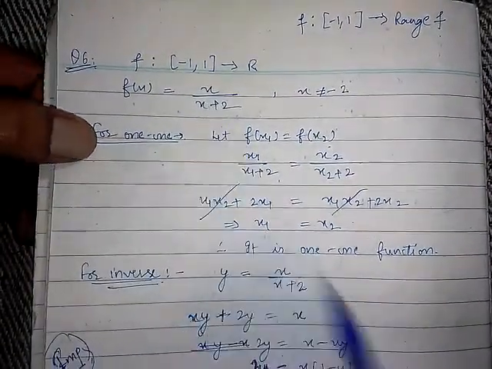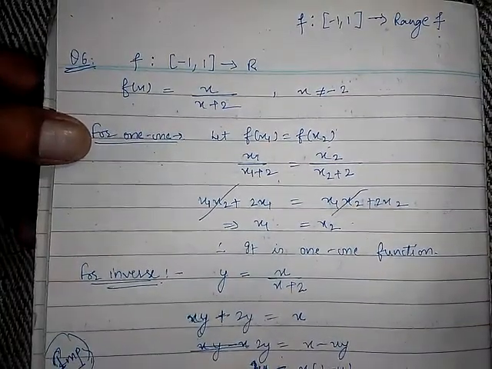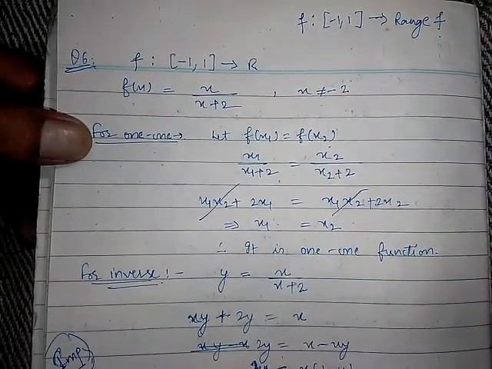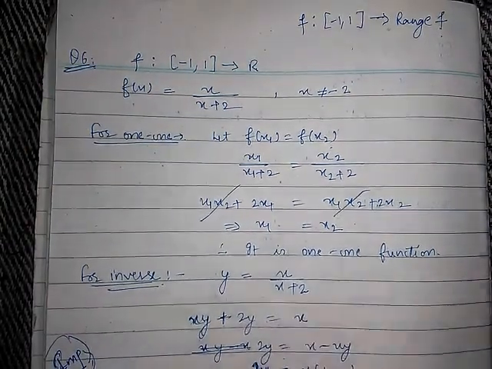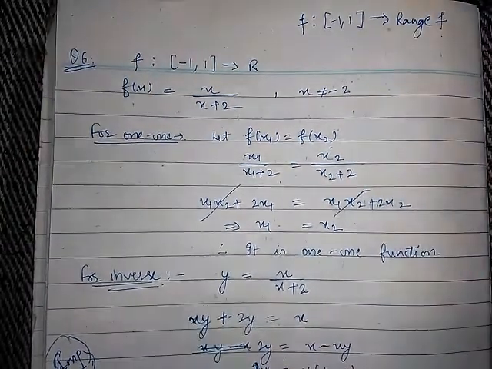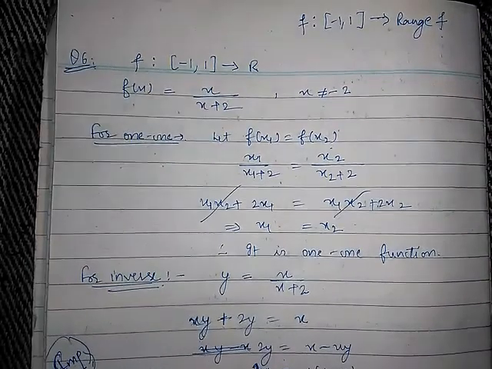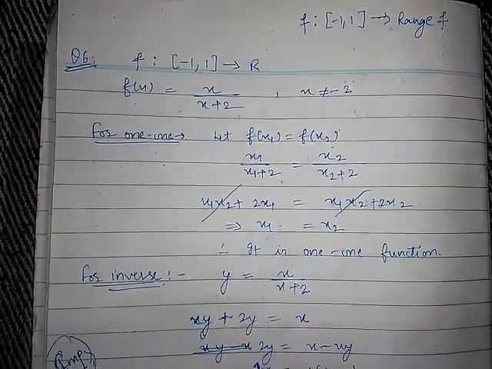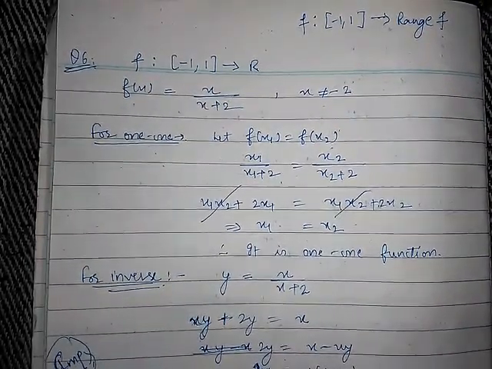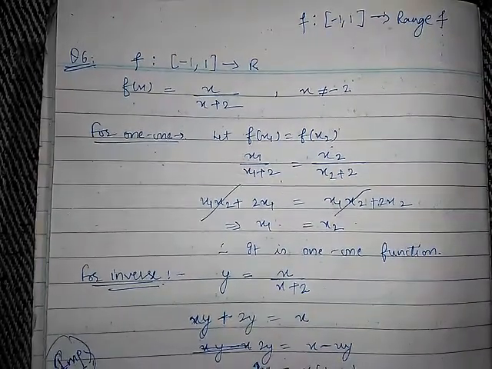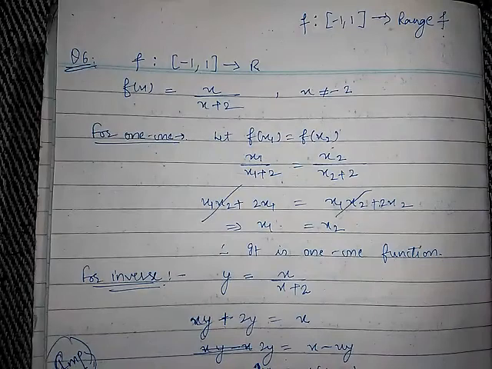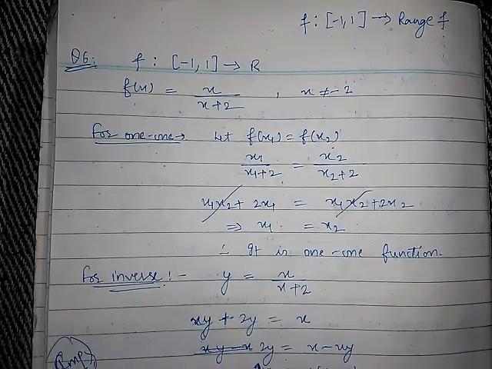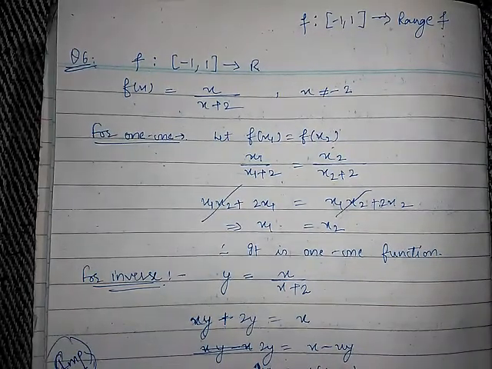So we have to prove what here? Find the inverse of the function. Clear? Find the inverse of the function. They are not saying first of all to prove this is an invertible function. So directly they are asking for the inverse of the function.